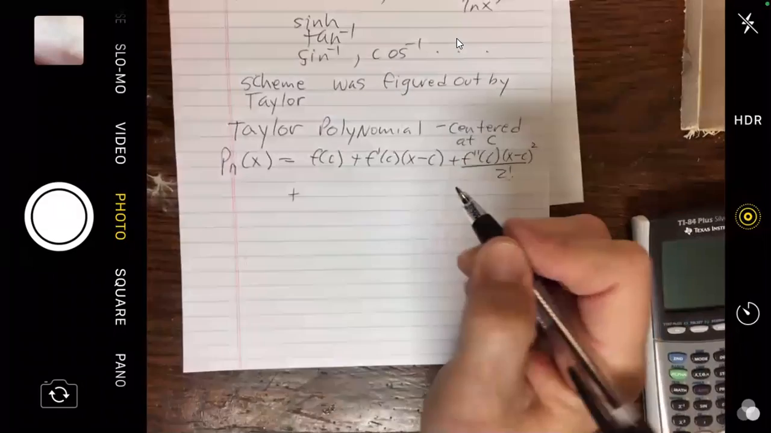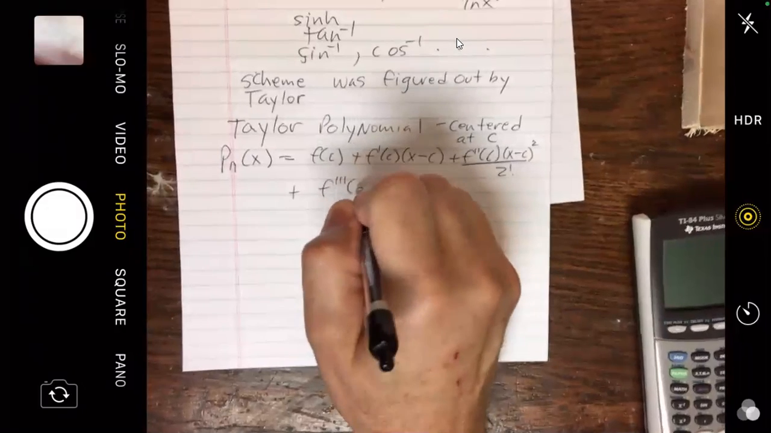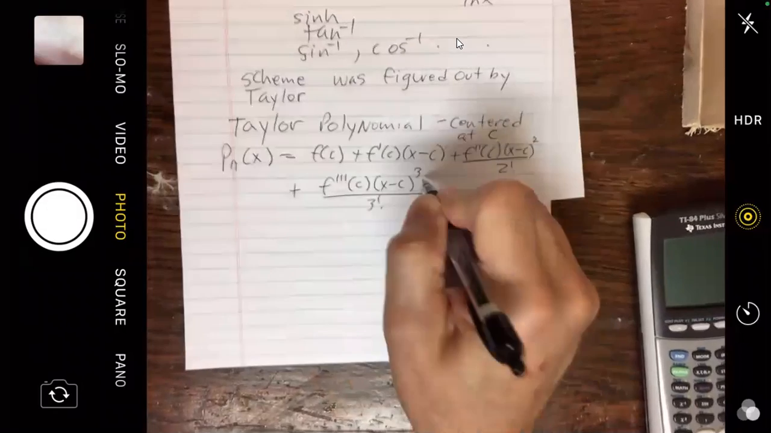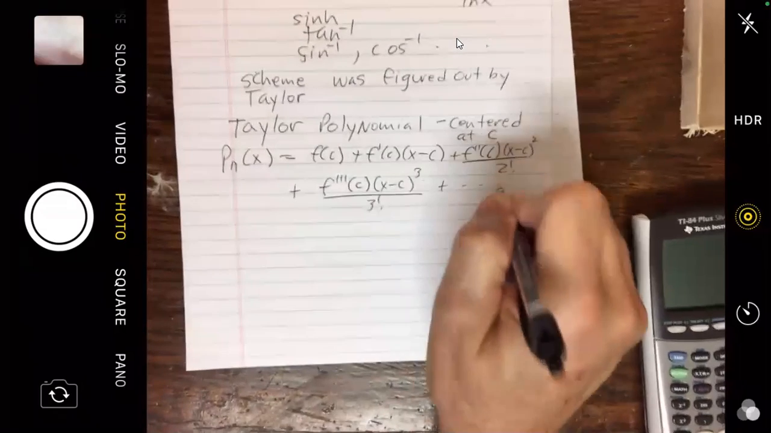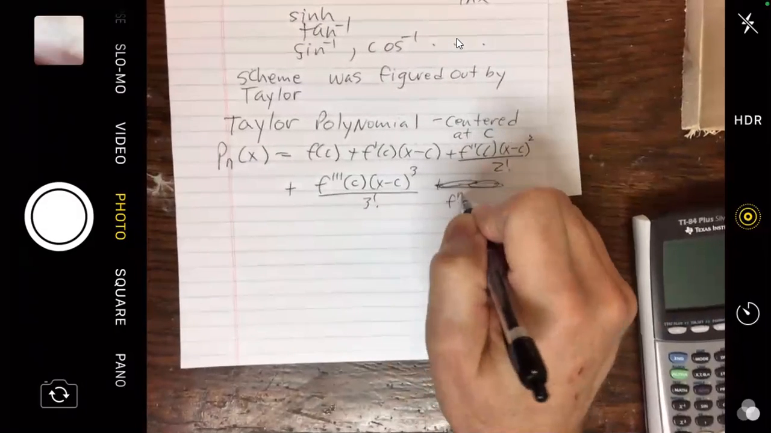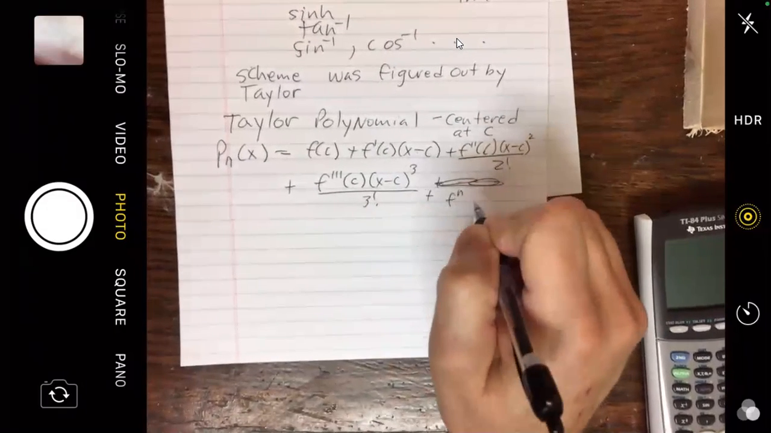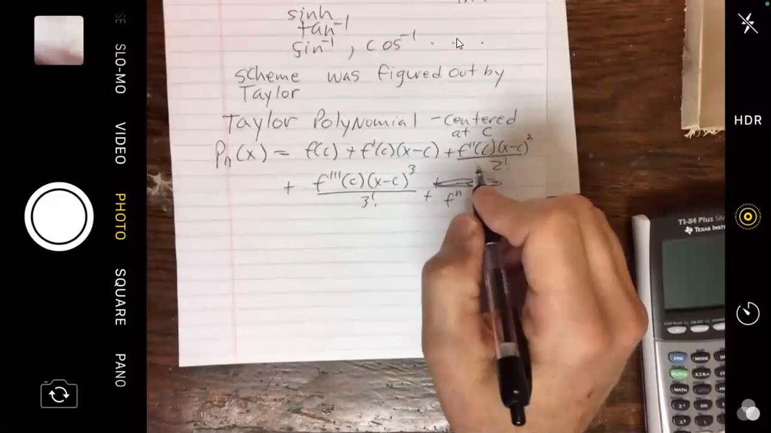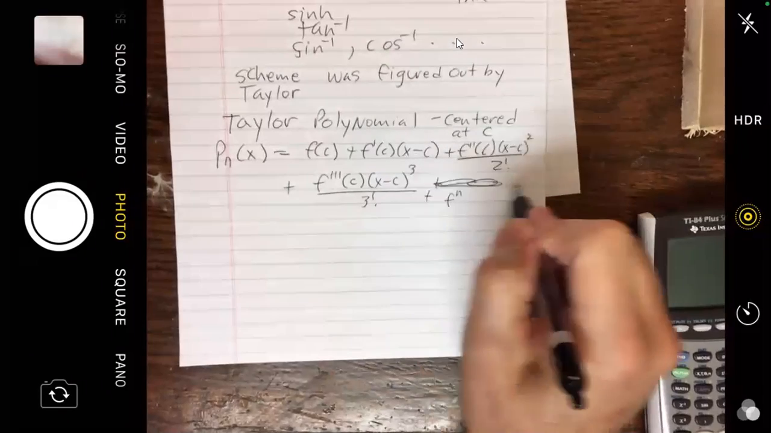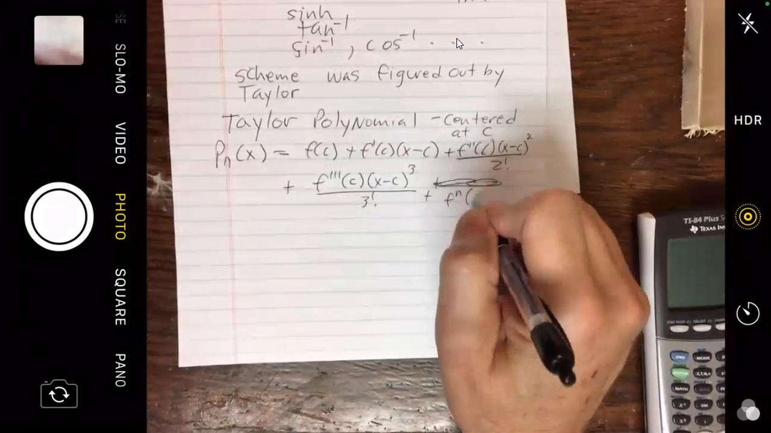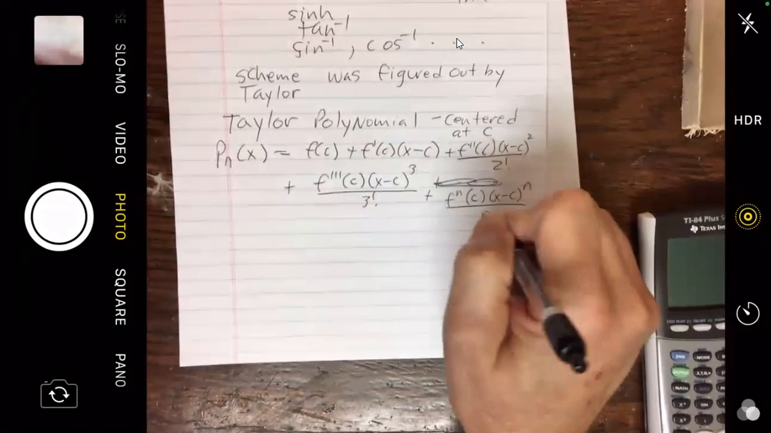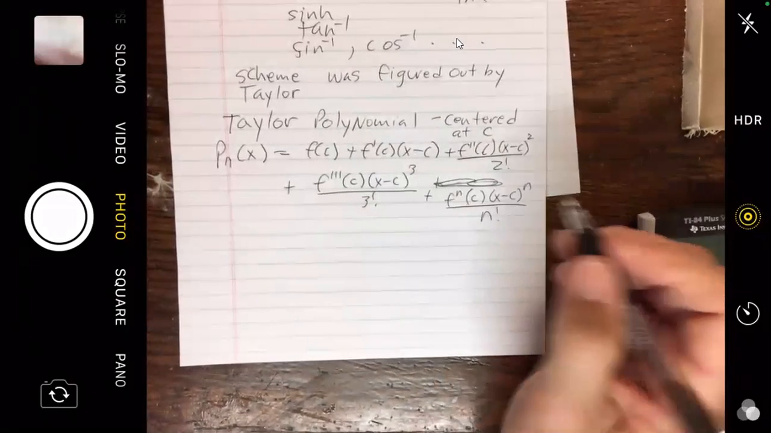I'll write out a couple more terms. The third derivative at c times (x minus c) cubed over 3 factorial. This will be a third order, and it goes on to f^(n), the nth derivative, and terminates in this section. We're going to redo this in section 10. They'll call it Taylor's series, which implies it goes to infinity, and you add on dots. f^(n) of c times (x minus c) to the nth power over n factorial.